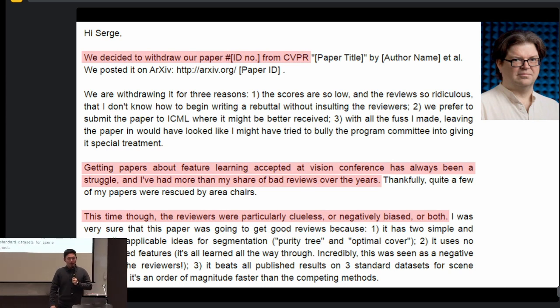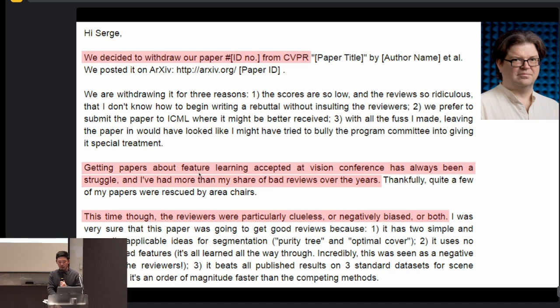So he became very angry. He decided to withdraw his paper and boycott CVPR. He wrote a long email to the chair of CVPR, and he disclosed this email on his homepage. As you can see in this letter, getting papers about feature learning accepted at CVPR has always been a struggle, and I had more than my share of bad reviews over the years. Feature learning is deep learning. And the reviewers in the computer vision area were clueless and negatively biased against deep learning.